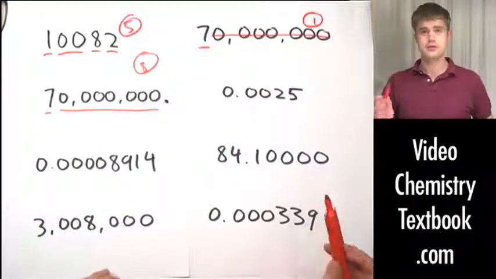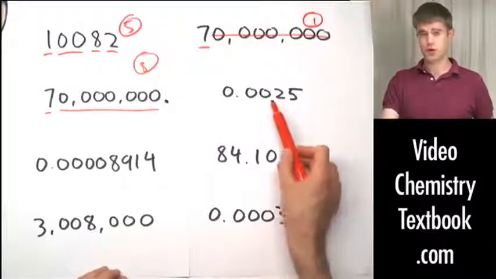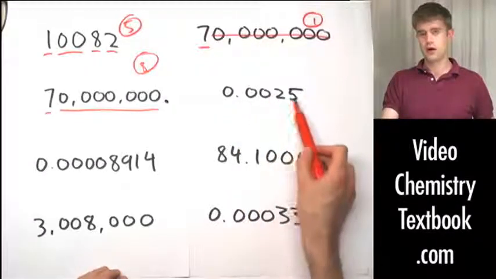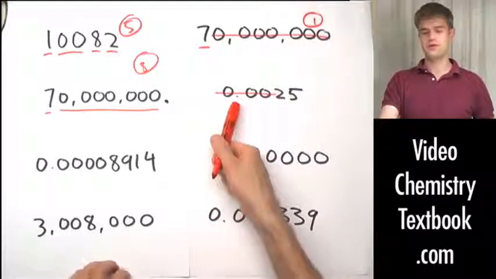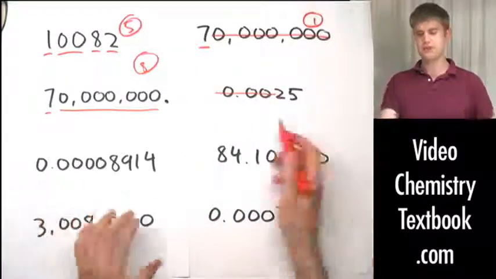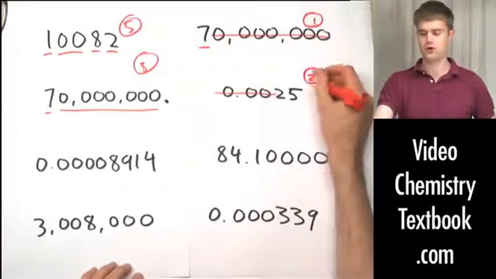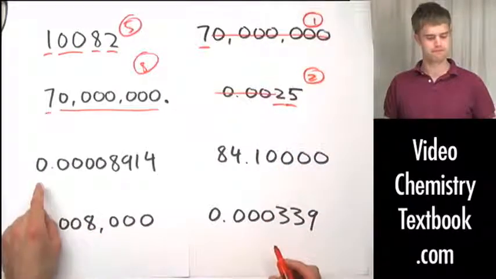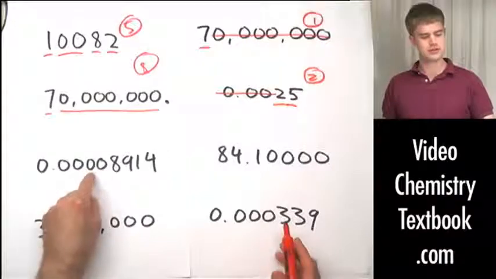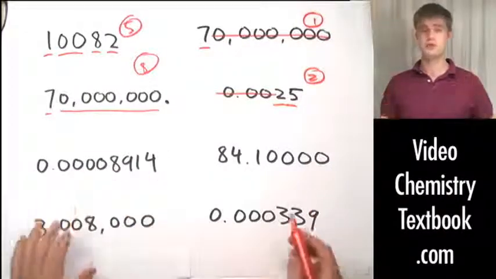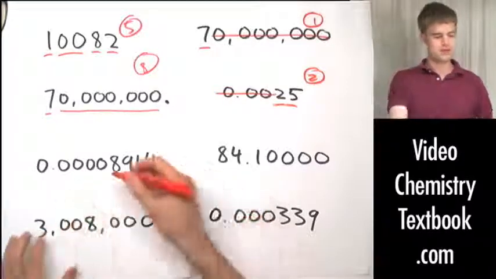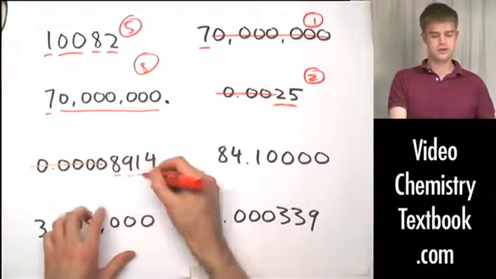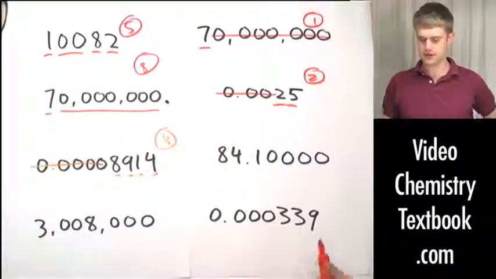0.0025, zeros to the left or coming before significant figures are never significant. Doesn't matter whether there's a decimal point or not. Never significant if they're coming to the left. So there are only 2 significant figures here. Okay? 0.00008914. Same rule goes here, right? All these zeros to the left coming before these numbers don't matter. 1, 2, 3, 4 significant figures in this.